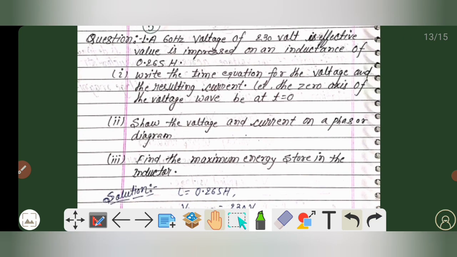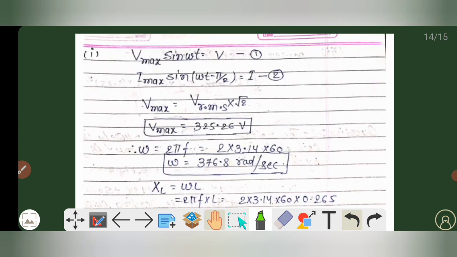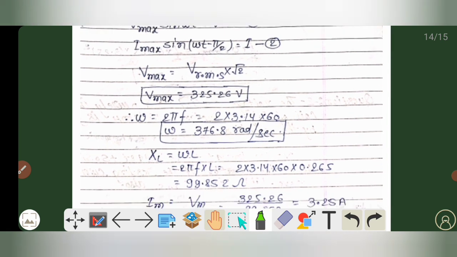First of all, what we have to calculate is the time equation for the voltage and resulting current. This is the time equation for voltage, and this is the time equation for current. First we will calculate the value of Vmax, and we know that Vmax is equal to Vrms into root 2. Then we will calculate the value of omega, that is 2 pi f, and after calculating all these values, we will put them into these two equations and get the time equation for voltage and current.